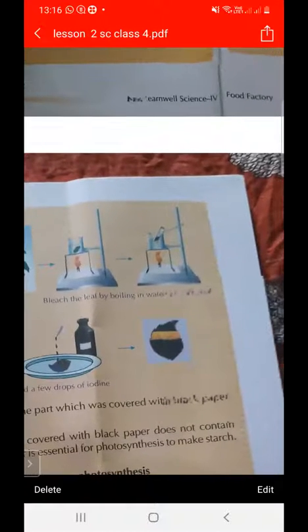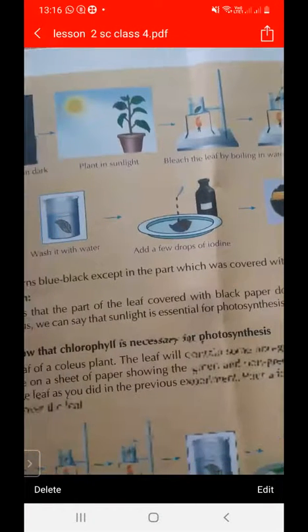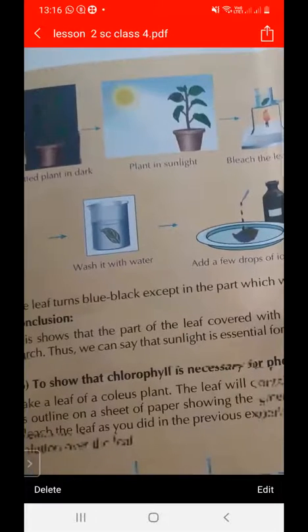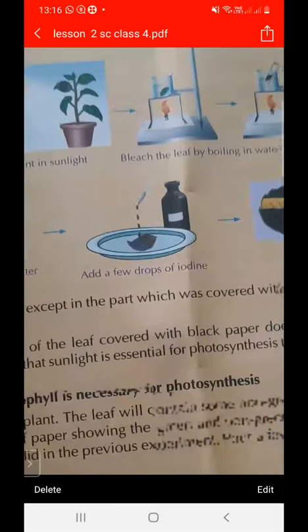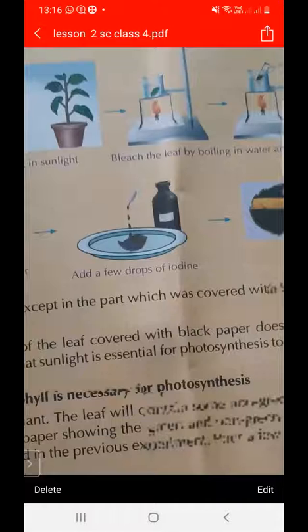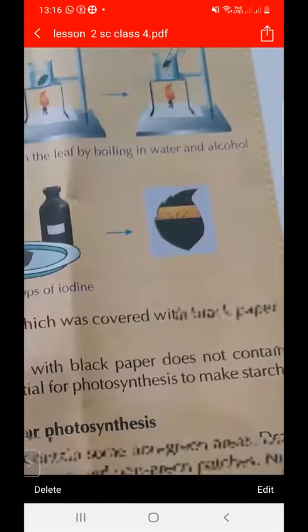With the help of this arrangement, after boiling in water, boil it in alcohol, and after boiling in alcohol, wash it with water. After washing with water, add some drops of iodine. What is the color of iodine? A bluish-black colored solution is called iodine. Add 2 drops of iodine on it, and then this structure appears.